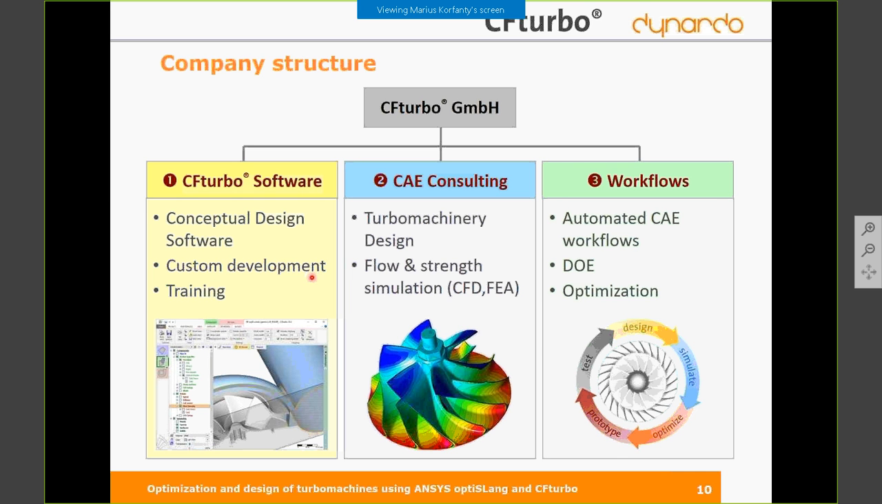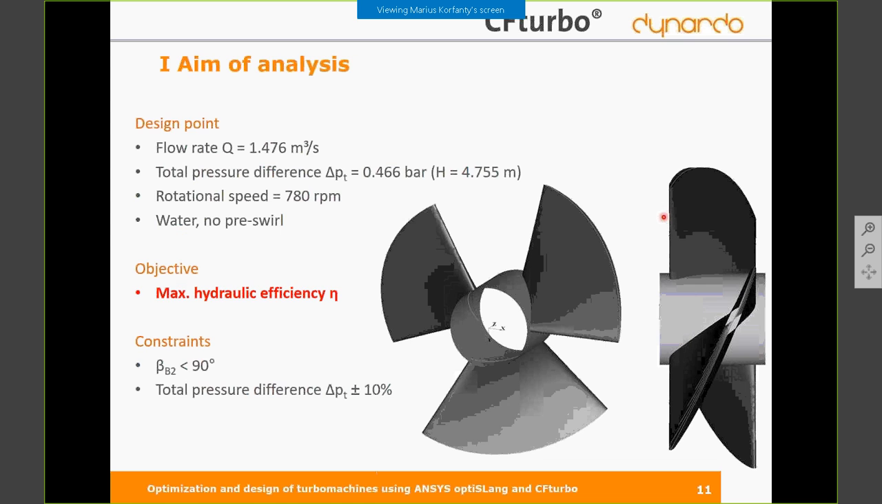Besides this, CFturbo is offering CFD consulting services like the turbomachinery design or simulation, and furthermore workflows like the following optimization example, for instance.